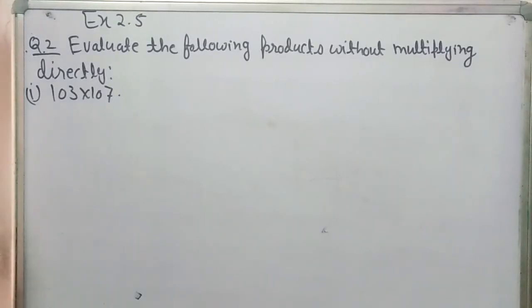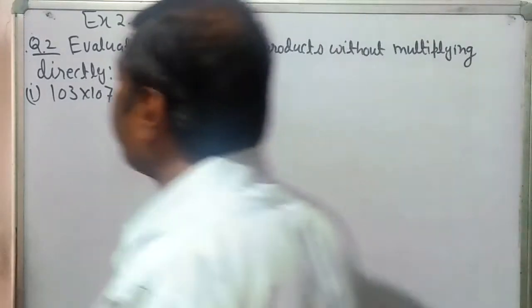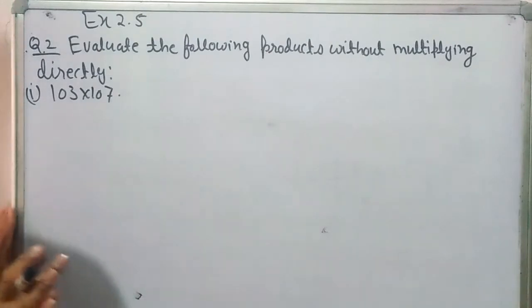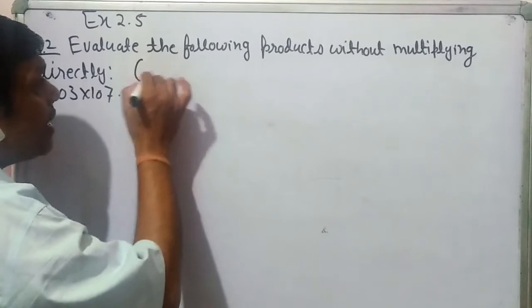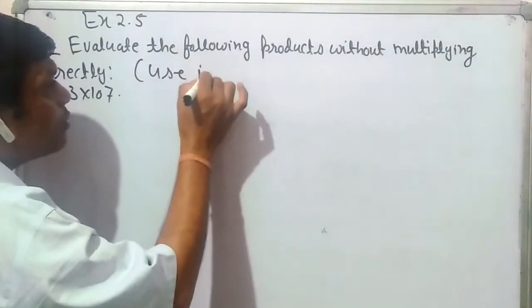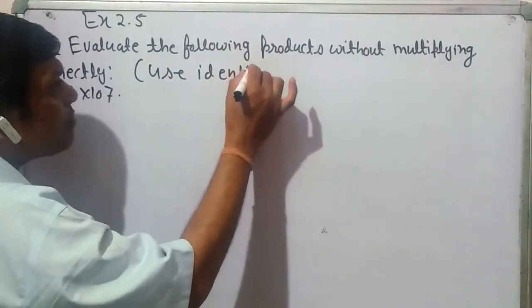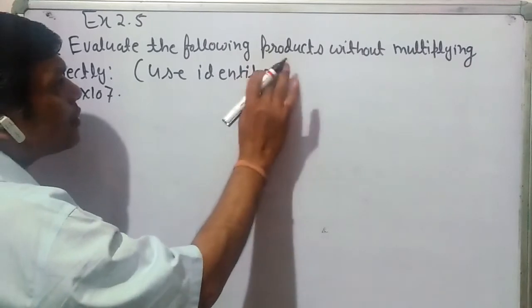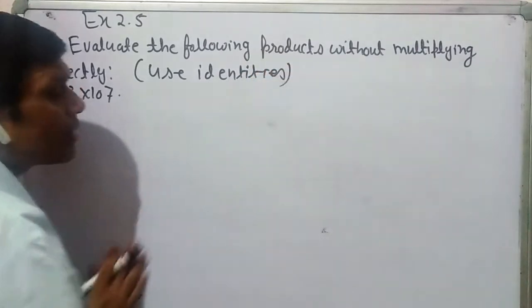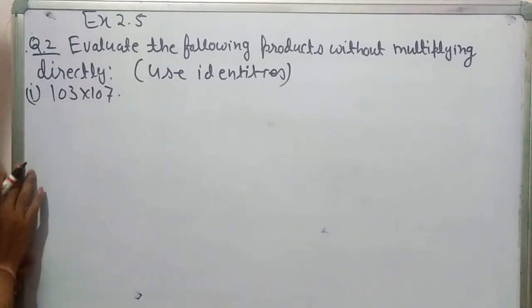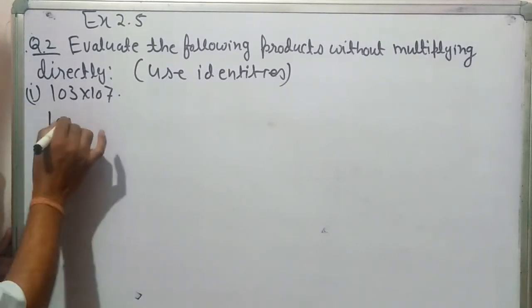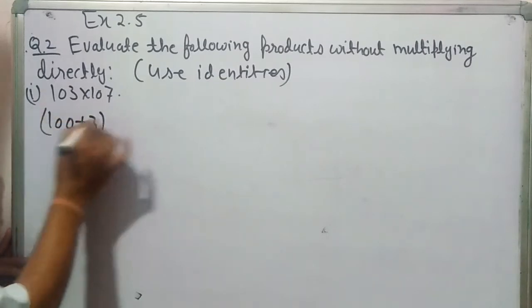Now dear students, question number 2 is evaluate the following numbers or products without multiplying directly. That means indirectly it is saying use identities. You have to use identities. What we shall do? We shall break these numbers. 103 we can write as 100 plus 3.